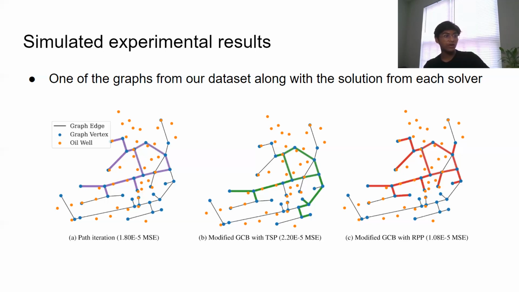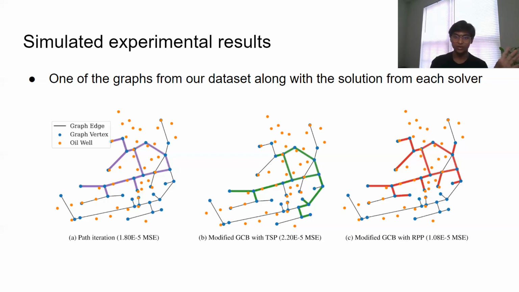Also note that when we say modified GCP with RPP, RPP stands for Rural Postman Problem. It was named after a Chinese scientist, hence postman and not person. The reason it's RPP and not ARP is because RPP is a particular realization of arc routing problems, similar to how TSP is a single realization of vehicle routing problems, or VRP. So yeah, back to the figure.